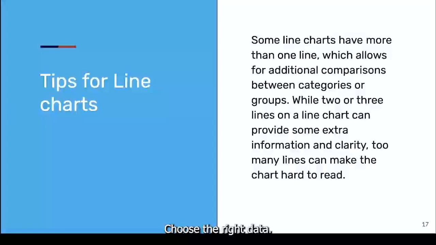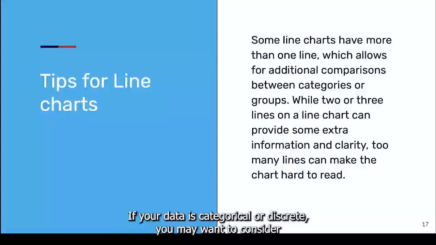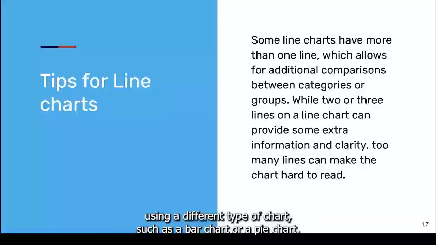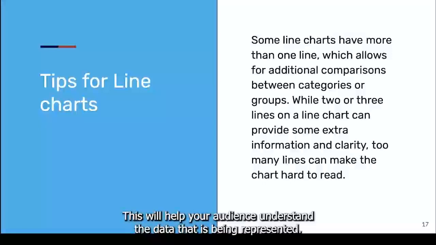Choose the right data. Line charts are best suited for data that is continuous and changes over time. If your data is categorical or discrete, you may want to consider using a different type of chart, such as a bar chart or a pie chart. Make sure your chart is clearly labeled with a title, axis labels, and legend. This will help your audience understand the data that is being represented.